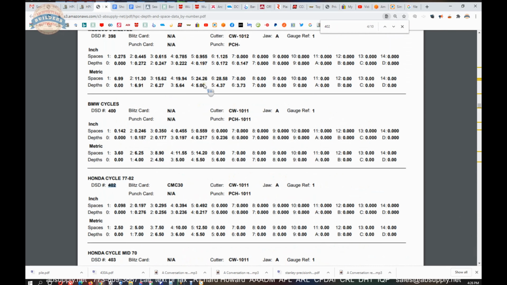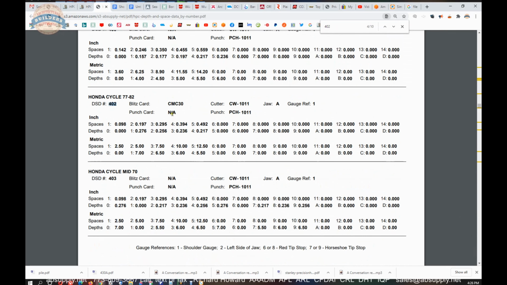And there it is. Depth and space data 402. This gives you all the depth and spacing data: the card for the Blitz, the cutter for the Blitz, the jaw for the Blitz. You cannot punch these at all because they can't be punched. They're double-bitted keys, or double cut, so that they can be inserted either way, in either orientation.